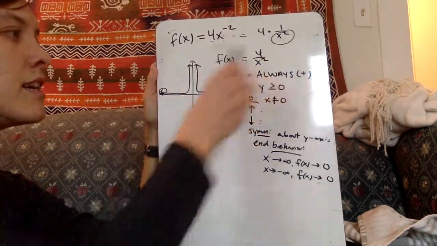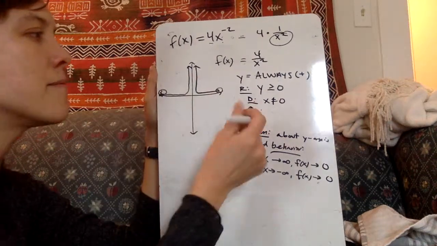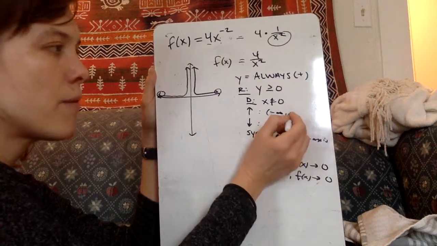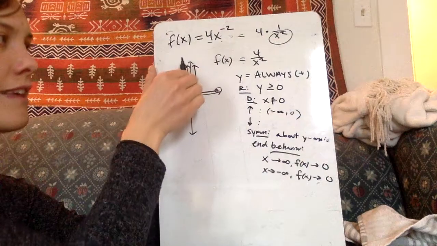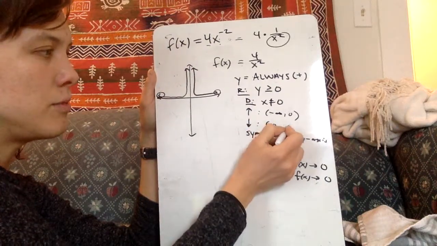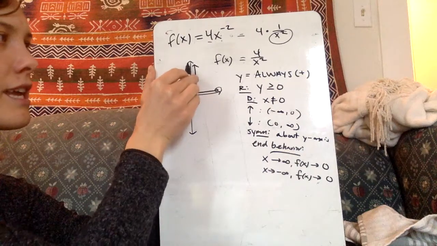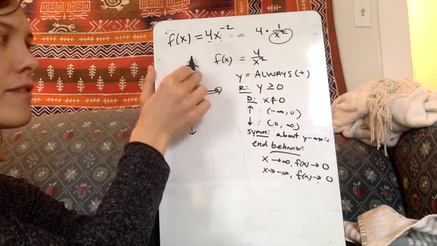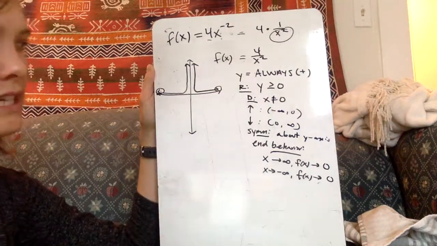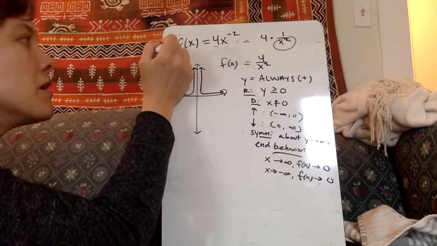And then if I'm looking at my increasing and decreasing intervals, I'm reading the graph left to right across the x-axis, so I'm using x values. So it's increasing from negative infinity to 0. And then it's decreasing from 0 to positive infinity. So you can see here the y values are increasing until I reach 0, and then once I reach 0 and I start moving to the right, my y values are decreasing. So that's the first example.